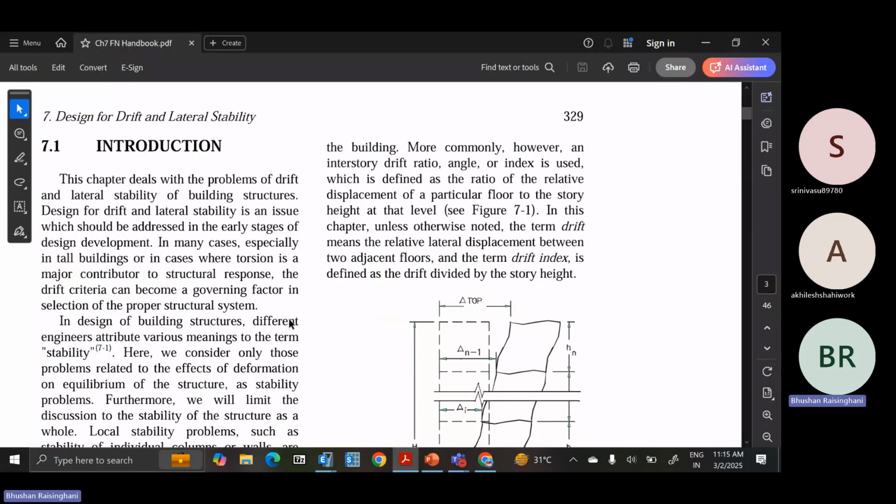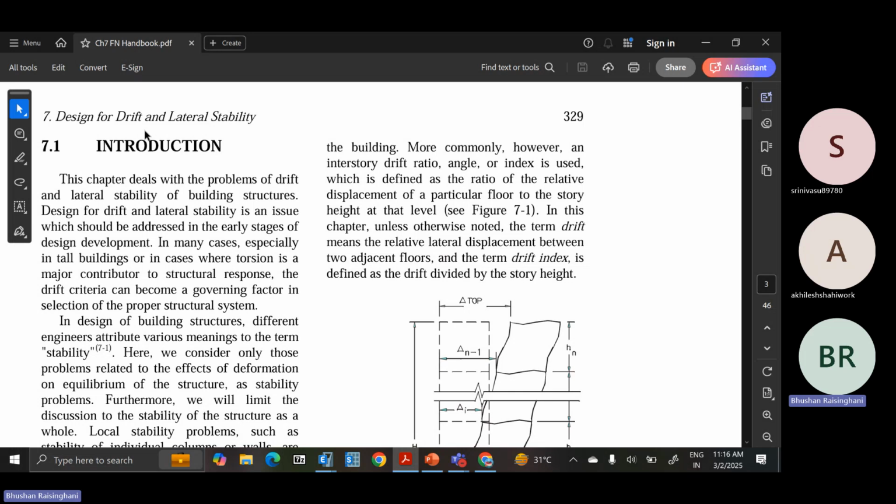So this is chapter number 7 from the Handbook of Seismic Design by Dr. Farzad Naeim. This is a very important handbook. You should refer to this entire handbook. I am just projecting chapter number 7, which is for drift and lateral stability. We have to design for the stability and we have to design for the drift. In our IS code, there is a drift ratio of 0.004 of the story height, that is 0.4% drift.